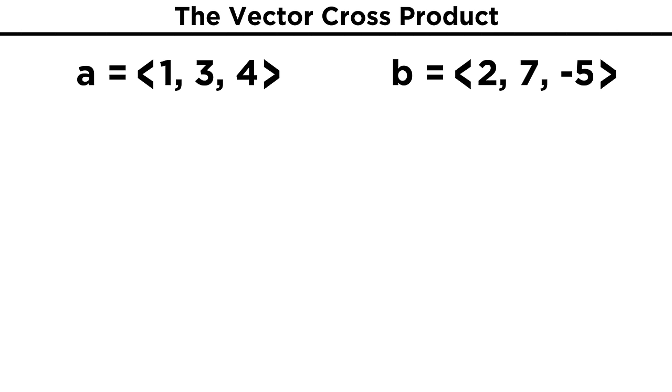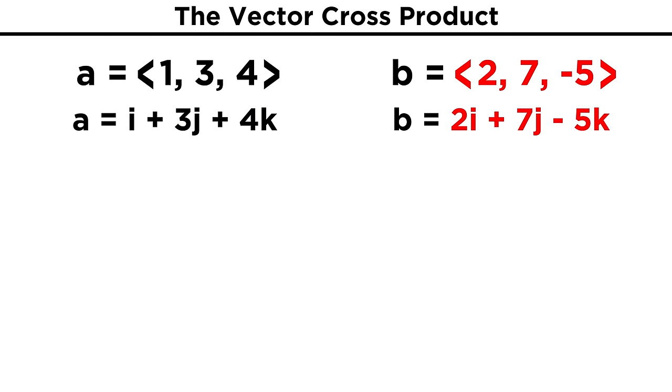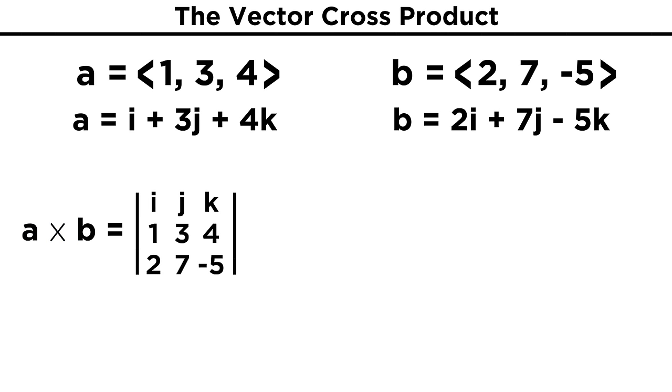Let's take two vectors, A and B. A has components 1, 3, 4, which can also be expressed as i plus 3j plus 4k. And B has components 2, 7, negative 5, which can be expressed as 2i plus 7j minus 5k. The way we find this cross product, or A cross B, is by finding the determinant of the following 3x3 matrix, with i, j, and k across the top row, the components from vector A in the second row, and the components from vector B in the third row.